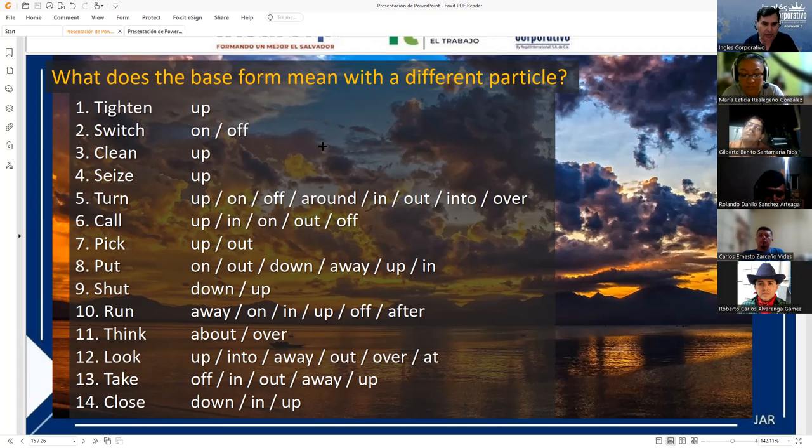So you see, these have different meanings according to the different parts. We have call up, call in, call on, call out, call off, right? So you combine them with different parts. Close down, close in, close up, take off, take in, take out, take away, take up, look into, look away, look out, look over, etc. Combination. Turn away, teacher, what do you mean? Turn away is to go away. Stay away from, move away from, turn away from.